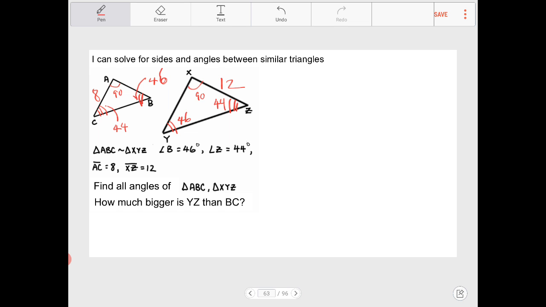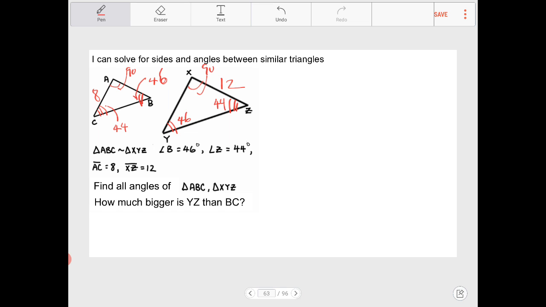Sorry, not 90 and 90. What am I saying? 46 and 44. Yes. I was second guessing myself. They do indeed equal 90, because 90 plus 46 plus 44 add up to 180.